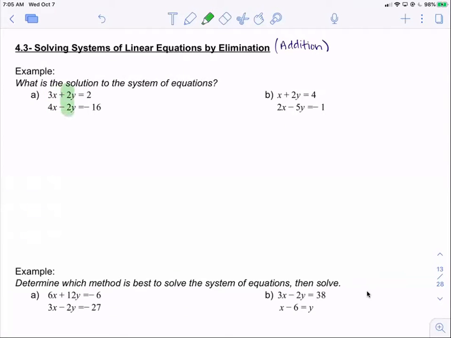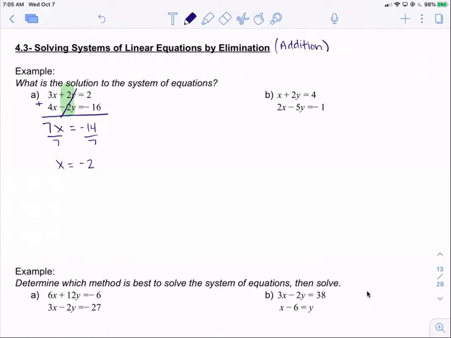Okay, 2y and negative 2y. Those are the same coefficient, 2, and one's a positive, one's a negative. So that's what we want. So if we add these together, which is why this is sometimes called the addition method, 3x plus 4x is 7x. 2y plus negative 2y cancel, equals 2 plus negative 16, which is negative 14. And to get x by itself, we're going to divide by 7. So x equals negative 2.